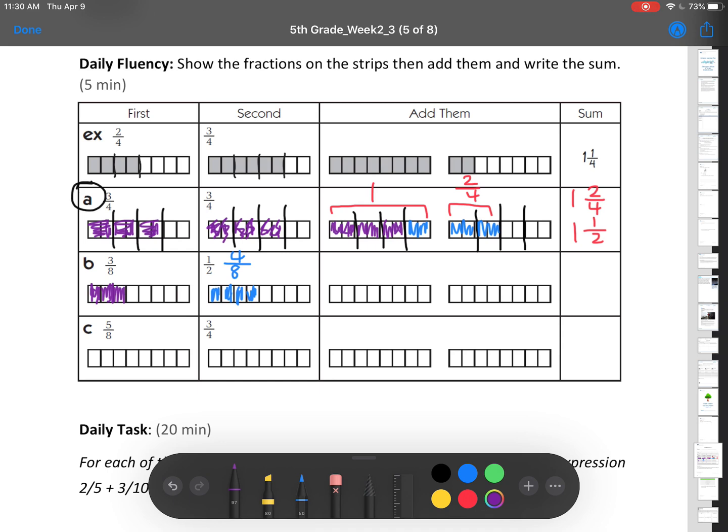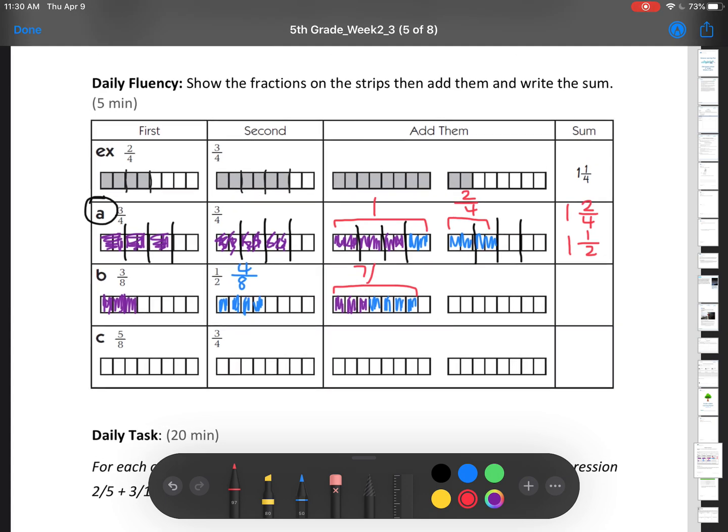All right, and now I'm going to put them together on my tape diagram. So I'm going to start with my 3/8, 1, 2, 3, and then I'm going to shade in my 4/8, 1, 2, 3, 4. All right. Now I'm going to count up how much I have altogether. I can see that it's less than 1 whole. And here I have 7/8. So when I go over to my fraction, what is the sum of 3/8 and 1/2? I'm going to write that it is 7/8.